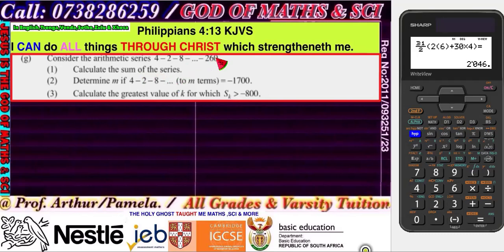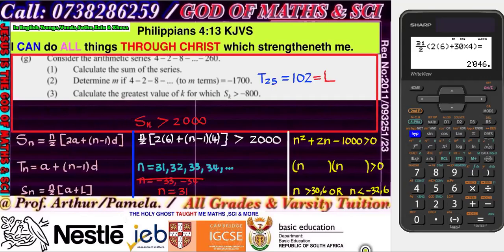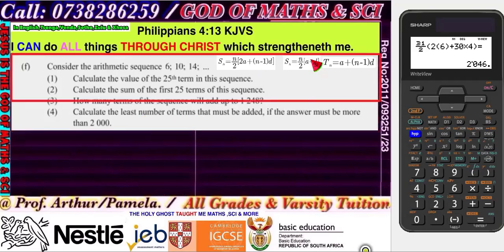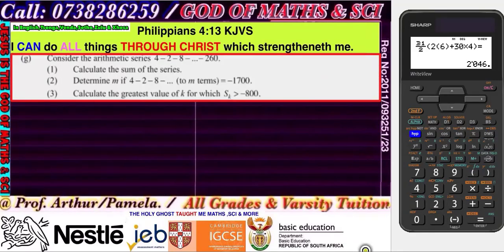Now I need to know how many terms there are, because if I use one of these formulas, I need to know the n, all right? So we're going to have to use the last term formula, and the last term formula goes more like this. We are going to write t sub n equals a plus, open the parenthesis, n minus 1, close the parenthesis, times the d.